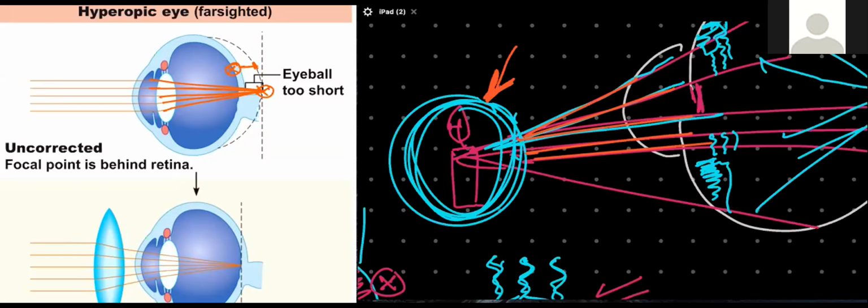So do I need extra convergence or less convergence than normal? The light gets converged after the retina. So I need extra convergence power. I need to add a lens that converges those light rays before they get into my eye. So would this person see a close object or a far object better?